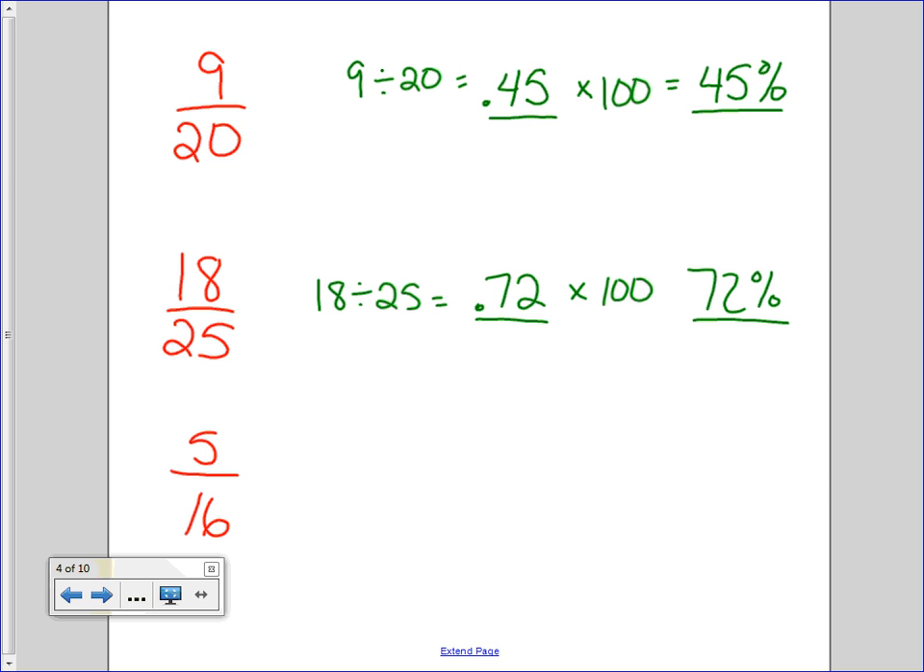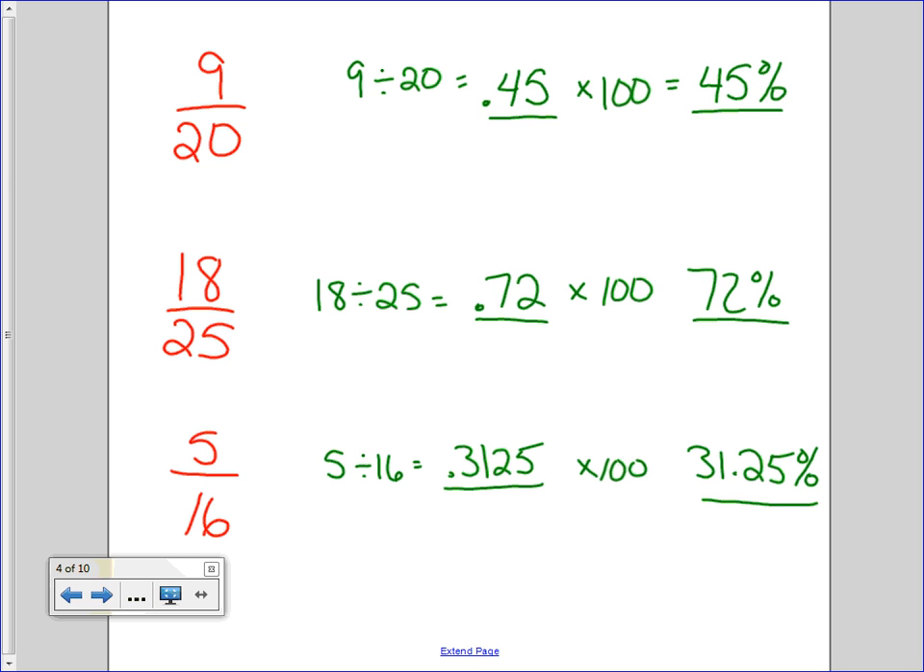Sometimes we have more numbers than we think we need. So let's do the third one here. We'll do 5 divided by 16, and on our calculator we get 0.3125, and that is the correct decimal representation. As a percent, we still multiply it by 100, only now we're going to have a decimal in our percent, which is just fine, so we get 31 and 25 hundredths percent, and there's our answer. Same steps, just a little bit longer.